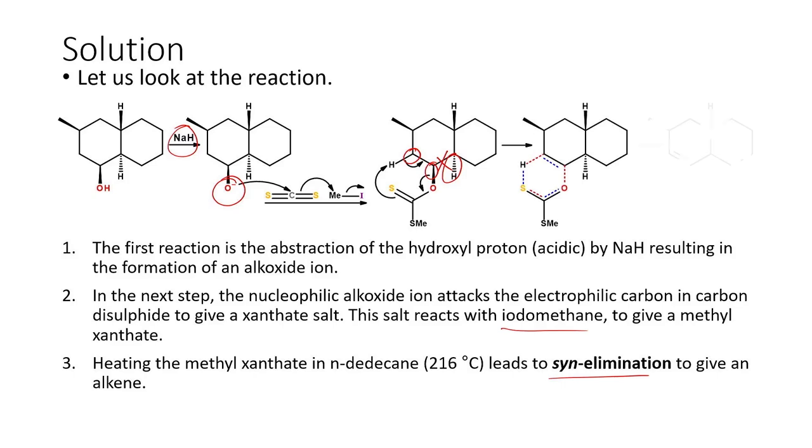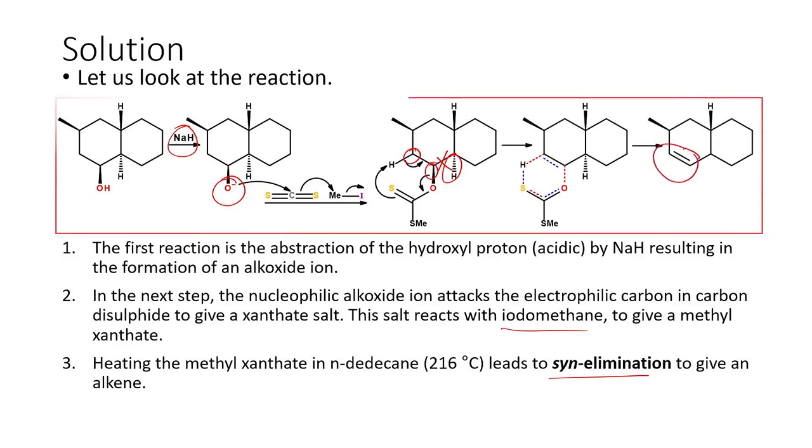So the product will be formed only at this position, because the hydroxy group is present here. This is the only place where we have the hydrogen which is syn or cis to this hydroxy unit, because the other hydrogen is in the trans orientation. So that means the alkene cannot form at the ring junction. So that is ruled out.